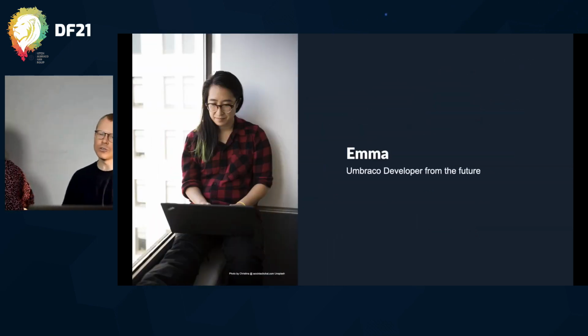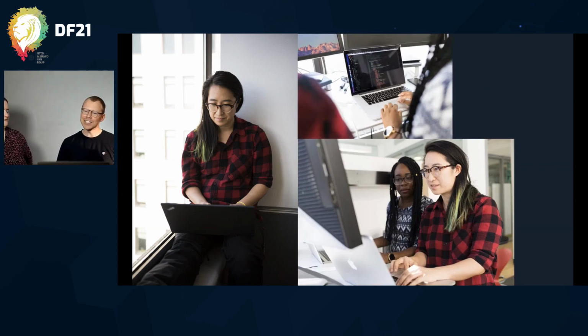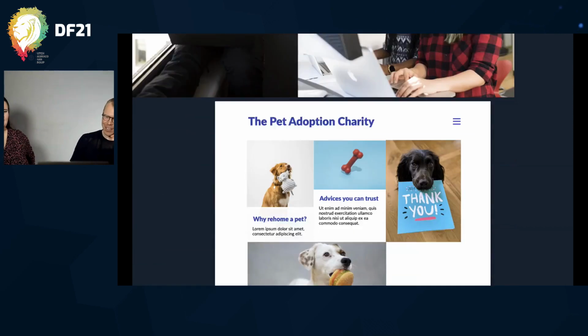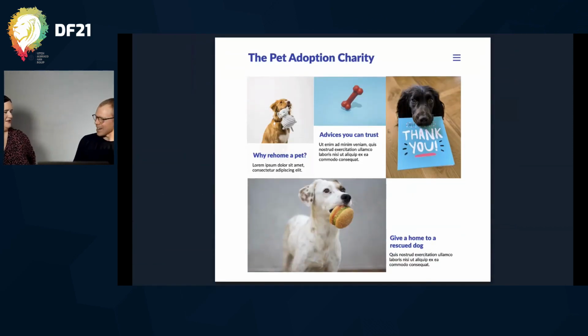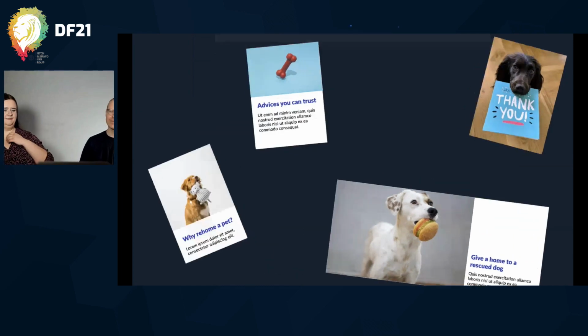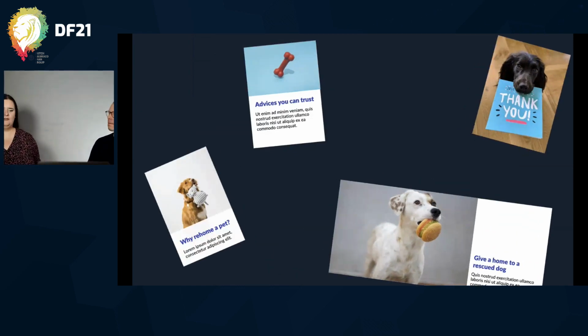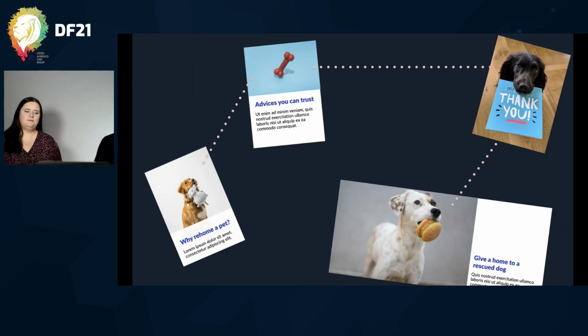Okay, so to tell that story, we'll use a fictional girl called Emma, and she's working in a fictional agency. And in that agency, she's working on a fictional project for a pet adoption charity website. On this website, there will be a lot of different types of content, and most of these items are related to each other somehow, and she wants to reflect that on the web page.